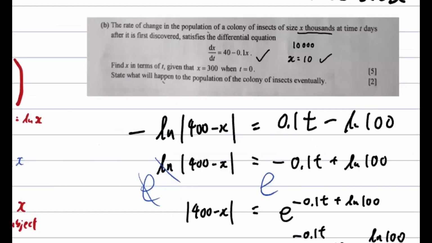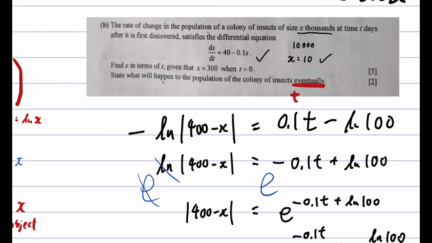Then let's answer the last question. What do they say? State what will happen to the population of the colony of insects eventually. What does eventually mean? T goes towards?